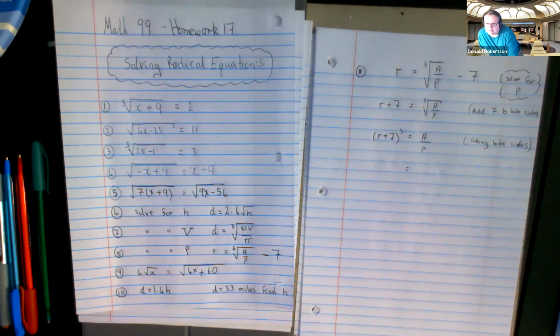Oh, look at that. A over P. And we're trying to get P on its own. But it doesn't really look like there's an obvious way of doing it. So maybe there's a not so obvious way of doing it. Eventually, we are going to have P on its own.